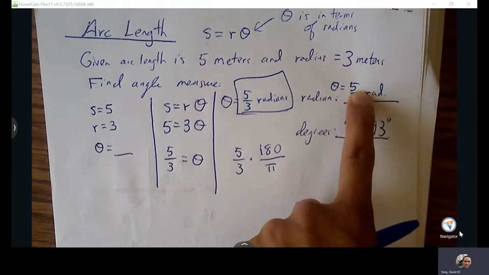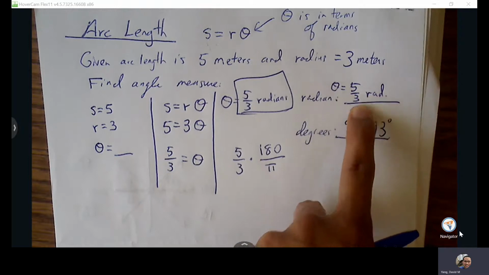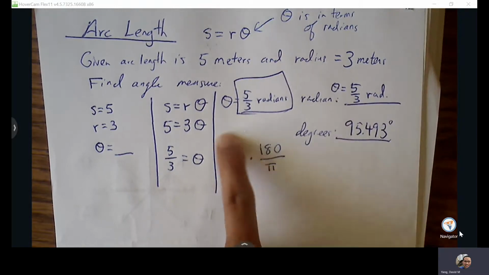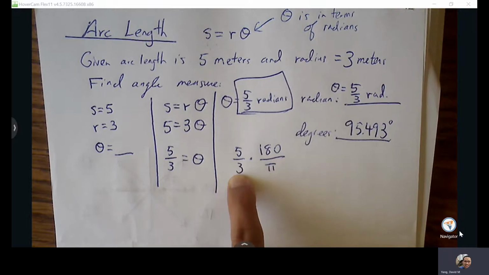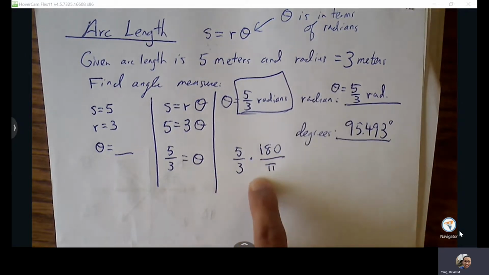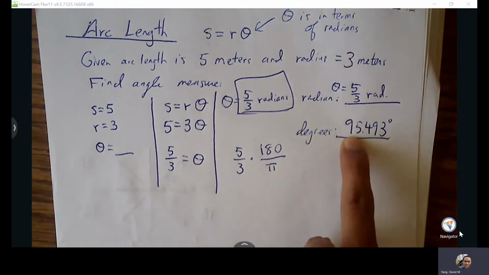Okay. If I ask you to convert into degrees, you go through the formula here. Even though there's no pi to cancel out, everything is built in within that 5/3. So 5/3 times 180 over pi. Make the calculator do all the work for you, and then you round it to a decimal value.